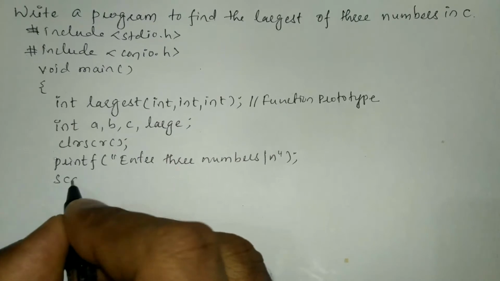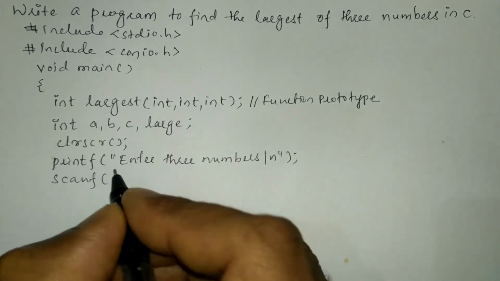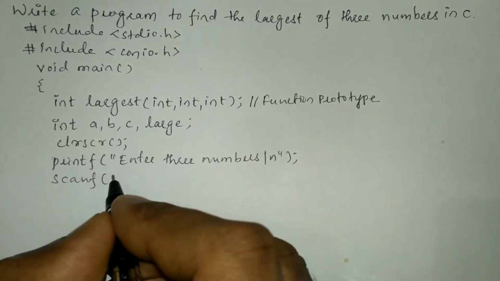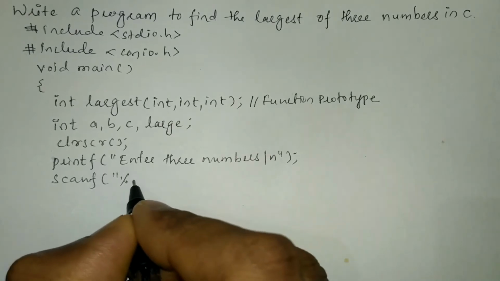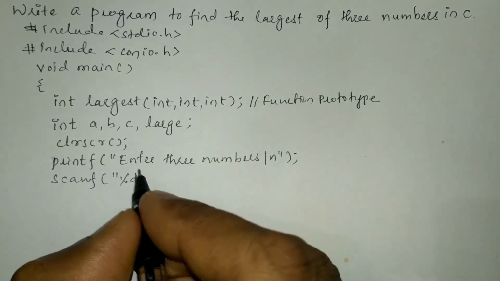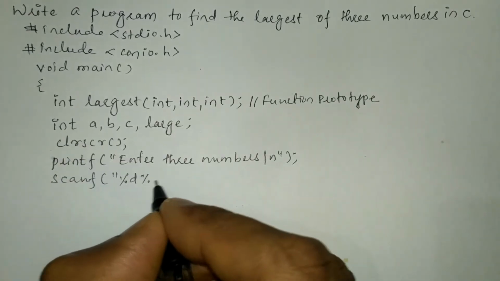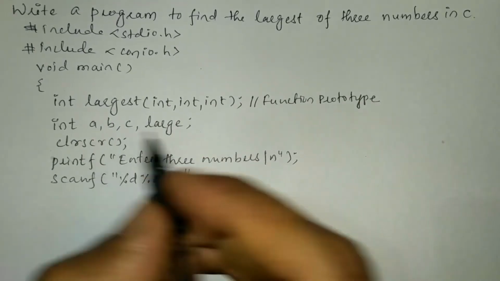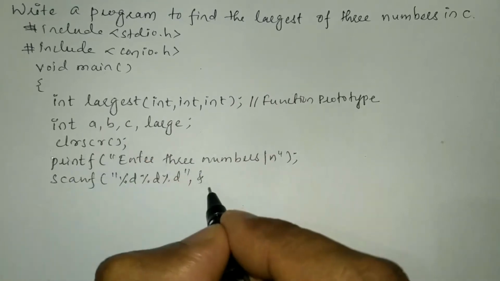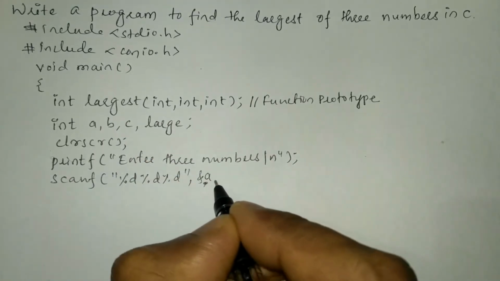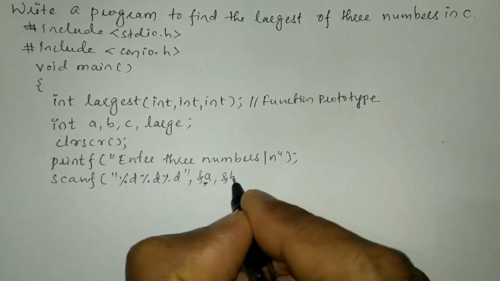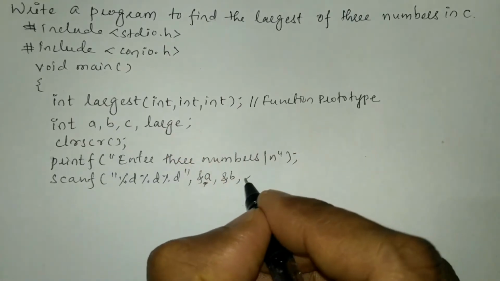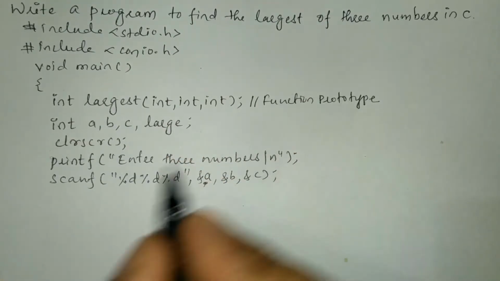Now I am going to write a scanf statement to receive the three values. In double quotation marks I'll write %d format specifier that represents integer type of data, %d and %d, end the double quotation mark, put comma, ampersand of a comma, ampersand of b, and the next variable is ampersand of c, and put semicolon.